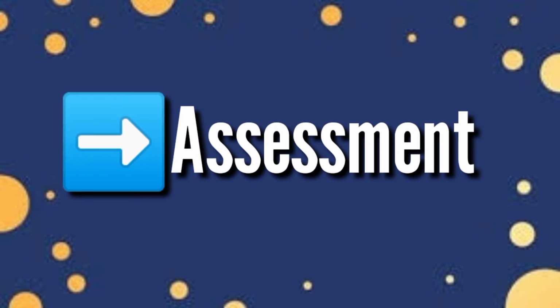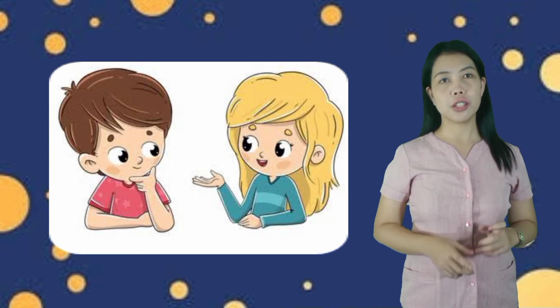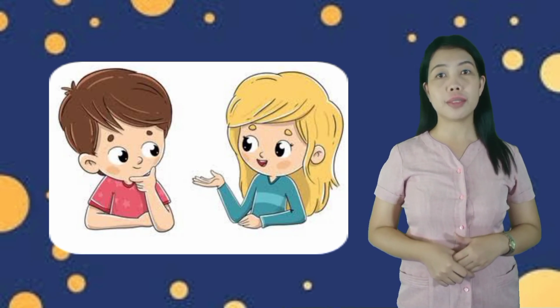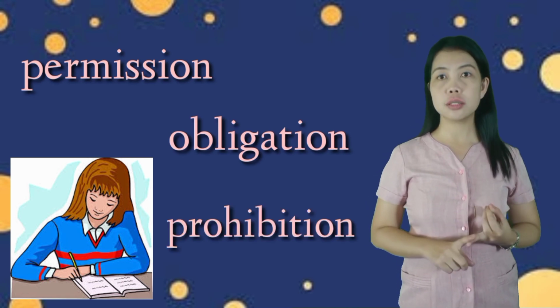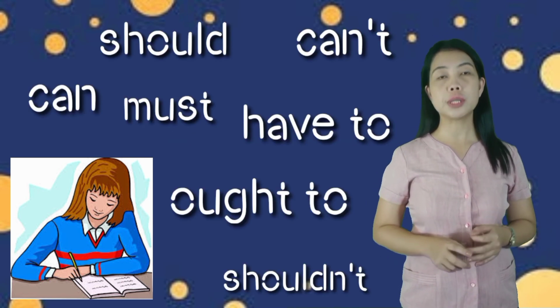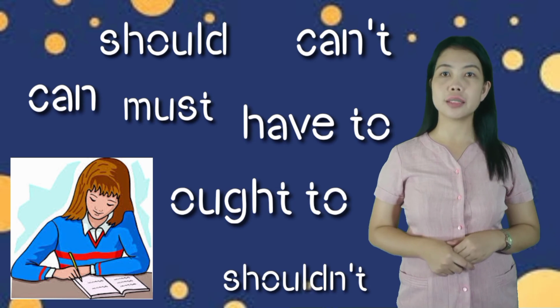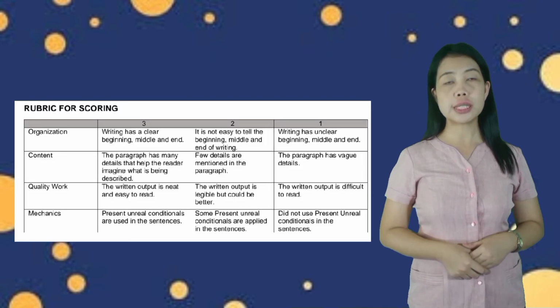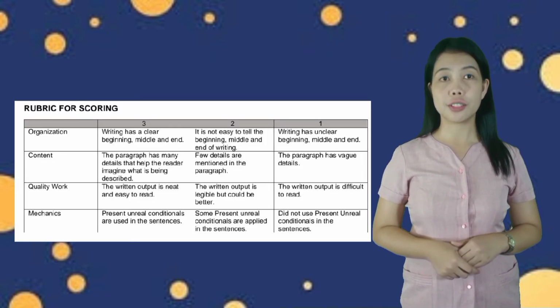This time, you will again use your pen and paper in answering the assessment. Considering your situation in this time of pandemic, write a paragraph with at least 5 sentences expressing permission, obligation, and prohibition using modals. Be guided with the rubrics on page 6 of your learning activity sheet.